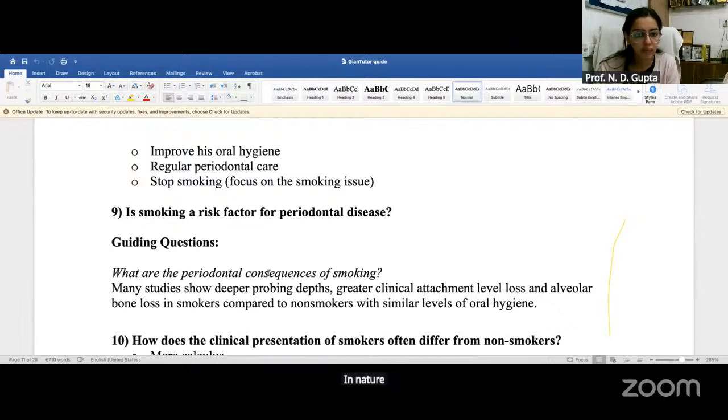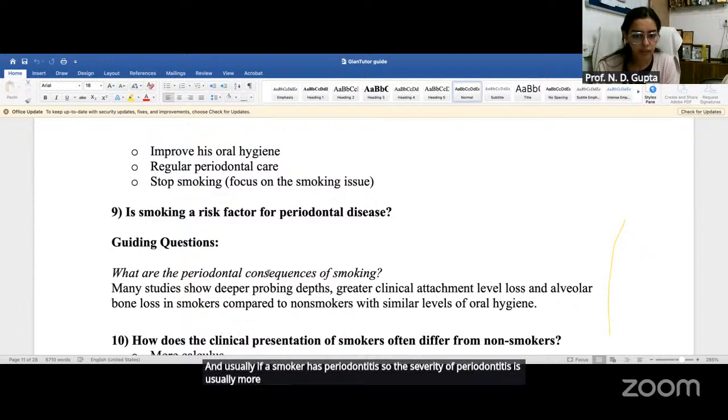And usually if a smoker has periodontitis, the severity of periodontitis is usually more. So these are a few things. And one more thing is that the staining and the calculus grades are also more in smokers, so we'll be seeing more deposition of calculus in these patients.